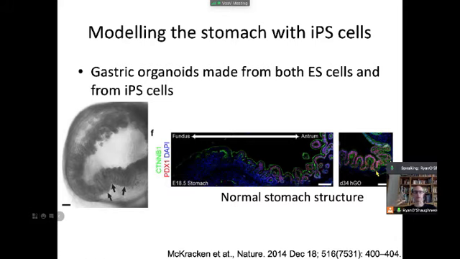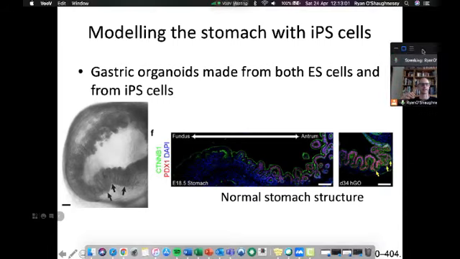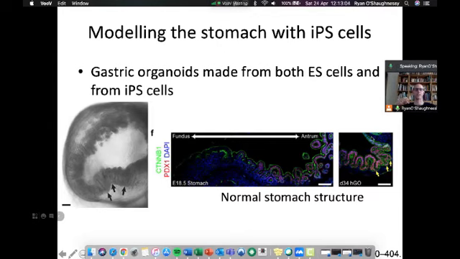We can grow gastric organoids from either embryonic stem cells or from induced pluripotent stem cells, and they recapitulate, that is, they model that structure that we see in the normal stomach, that surface expression of beta-catenin and the expression in the nucleus of PDX1. So we can also model the stomach with iPS cells.